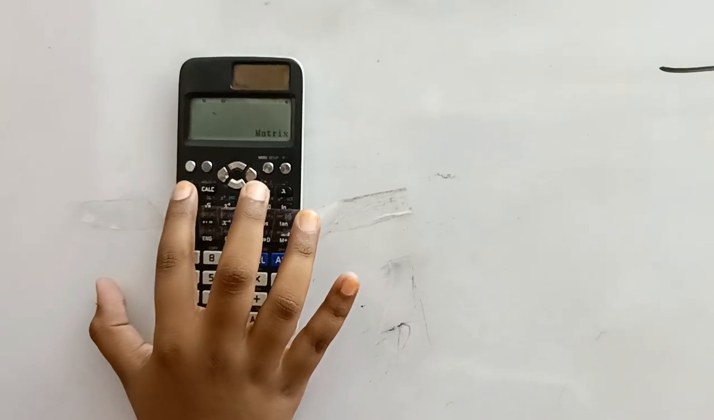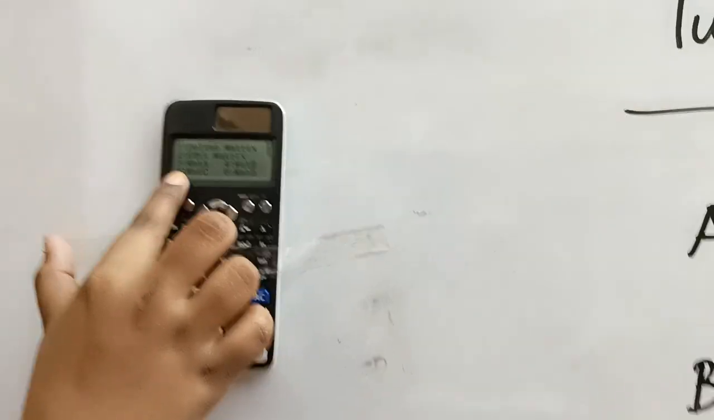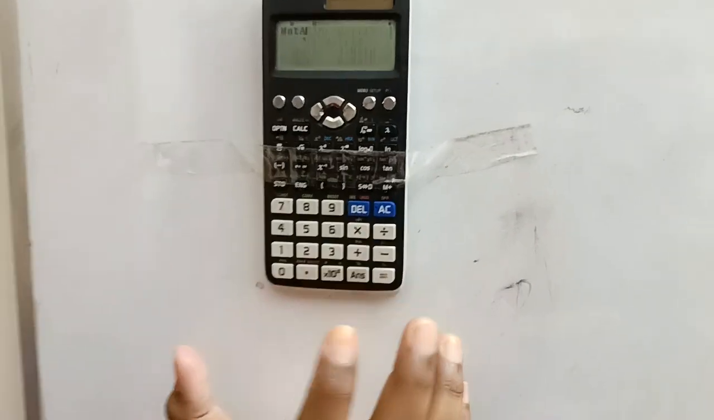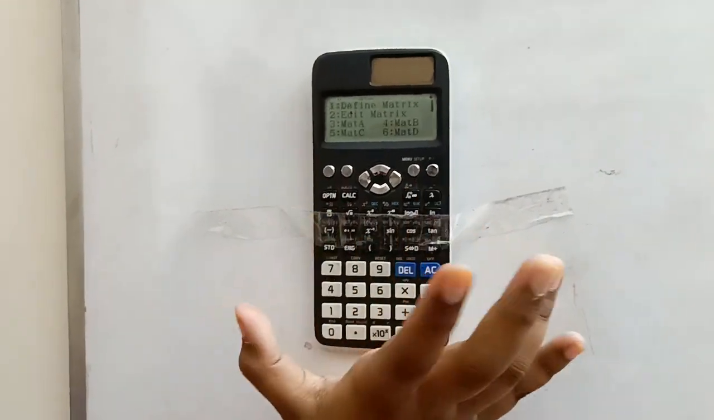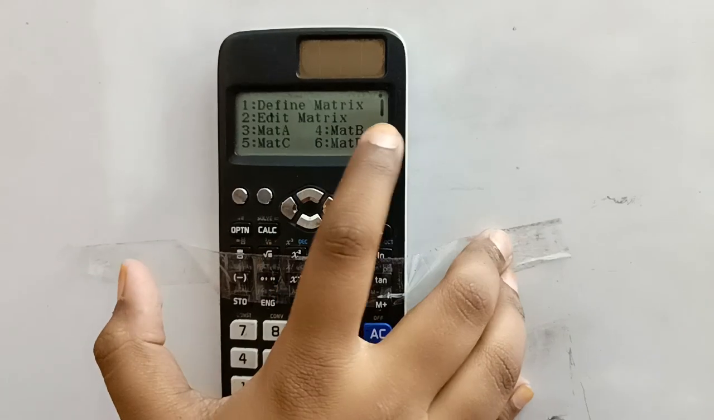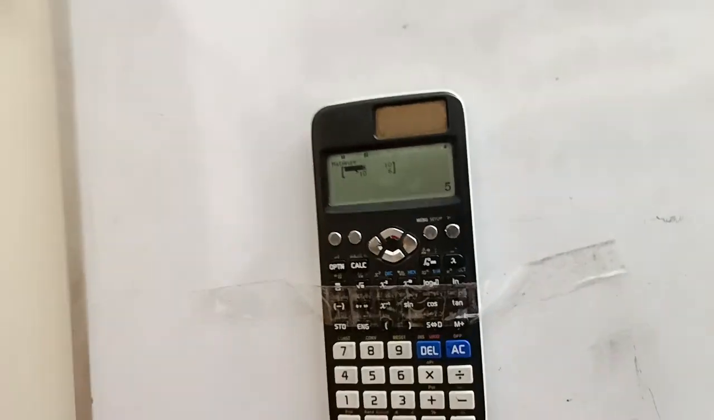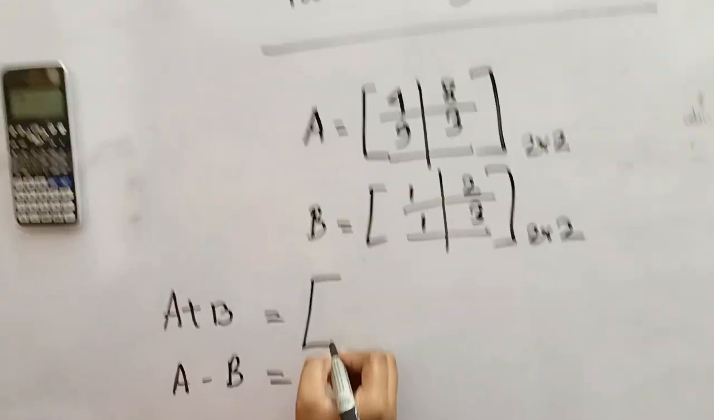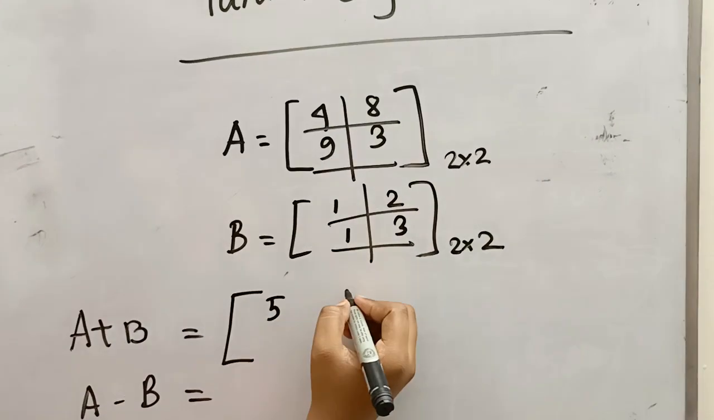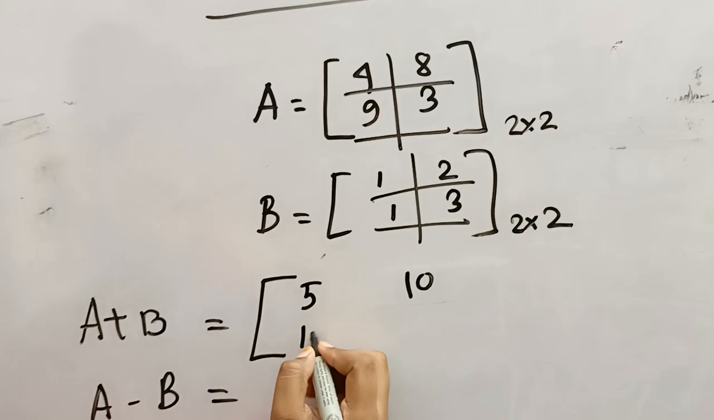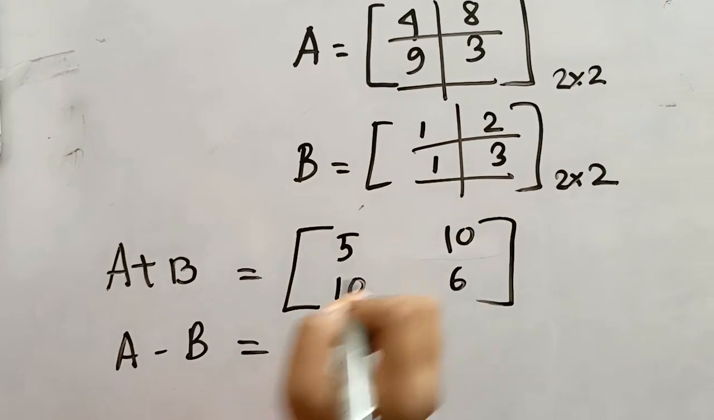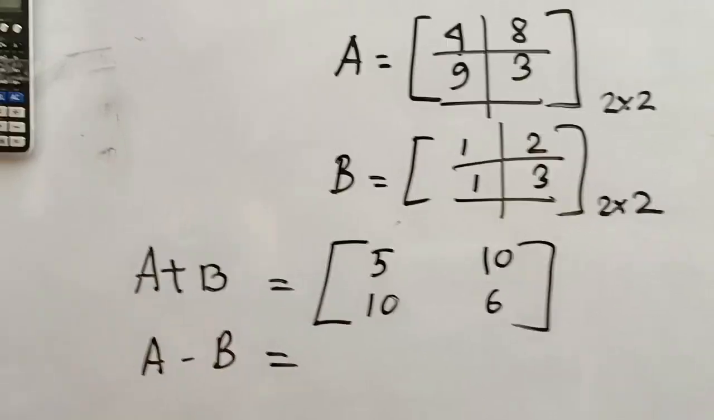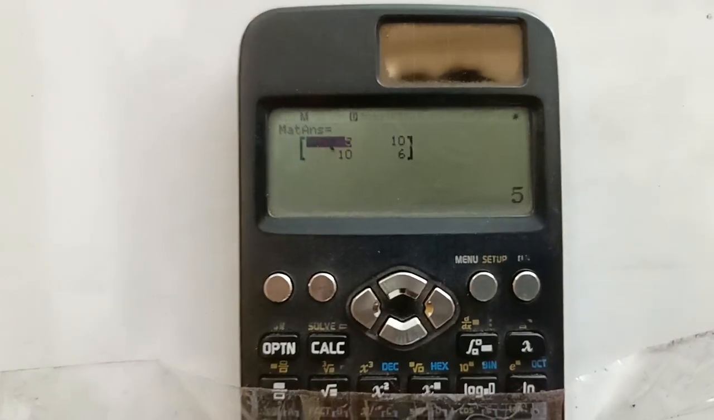Now I have erased it. Now I am going to the option button. Now I am going to select option number 3, which is matrix A, plus sign. Now again go to option button and press option number 4, which is matrix B, equal. So there I have got the result of addition of A plus B. So let's write it down here. 5, 10, 10, 6. This is A plus B result we have obtained by using calculator.